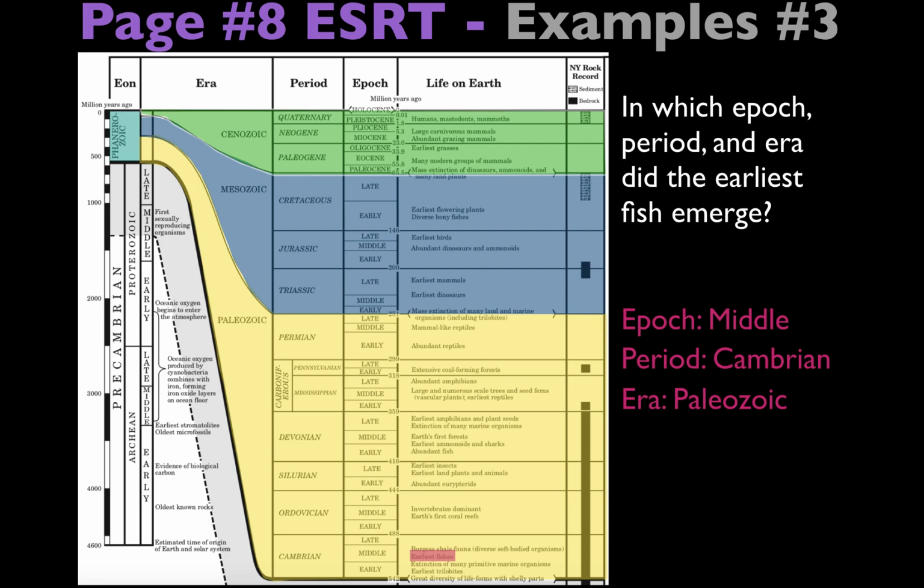If you have any questions at all as you're completing these activities, please do not hesitate to reach out. However, the key to these kinds of questions is just patience. The answers are on the chart. You just need to be patient and find them, and you'll be just fine.